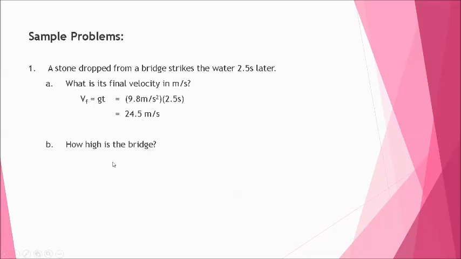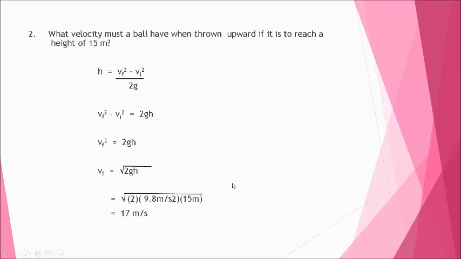Now, another question could be, how high is the bridge? Using our formula for height, which is equal to 1/2 gt squared, solving for that, we get 30.6 meters. Another example: what velocity must a ball have when thrown upward if it is to reach a height of 15 meters? Look up here.